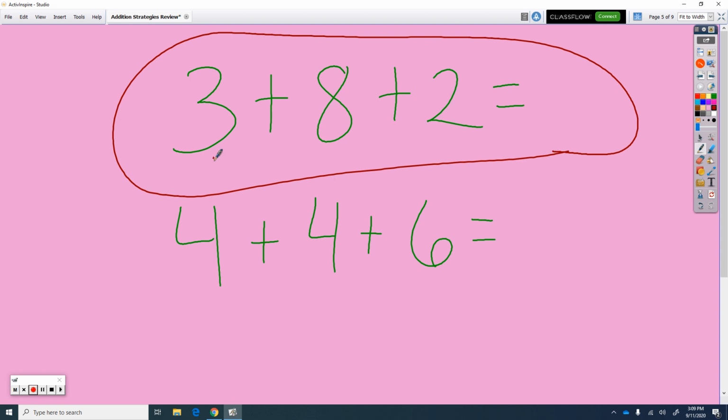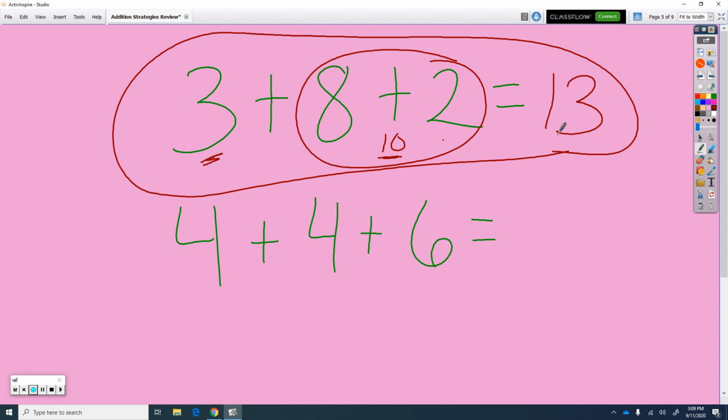Is it 3 and 2? Does that make 10? No. It's 8 plus 2, isn't it? That makes 10. And then I can add 10 and the 3 really fast. 10 plus 3 is 13. There you go. Alright, the same thing on this one.